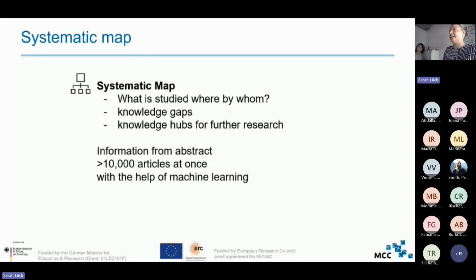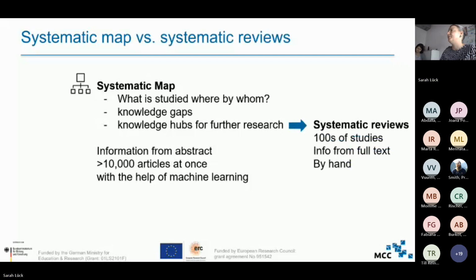But once we've done that, once we've identified knowledge gaps and knowledge hubs, we can then go into a different type of synthesis of evidence, which is called systematic reviews, where we look specifically not only on specific topics, and there we also go into the full text. So we really try to extract information from the full text with specific research questions. This cannot be automated as easily as systematic maps. And that's why we have to reduce the numbers of studies and ask more specific questions. And that's also usually done by hand. Okay, now you have an idea about what's the idea, what we want to do.